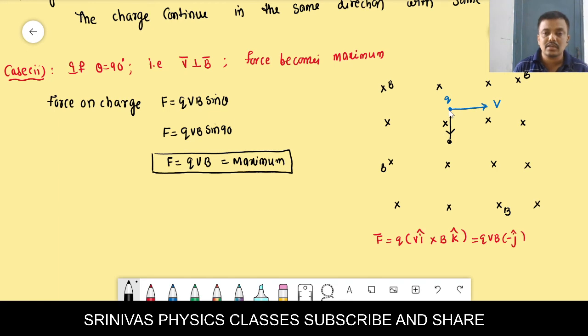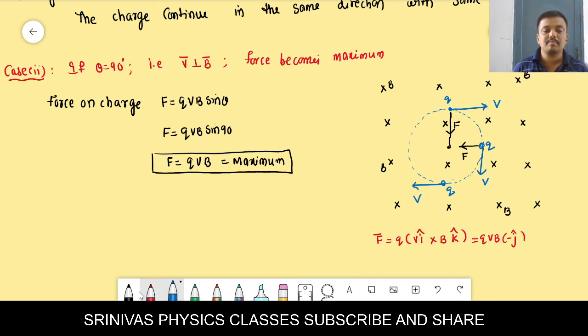Then due to that, its direction of motion changes, and this force will serve as a centripetal force in this case. Why does it serve as a centripetal force? If you go to another point like this, at every point the force on the charge acts towards the center. That means it acts like a centripetal force. Due to that, the charge will continue in a circular path.